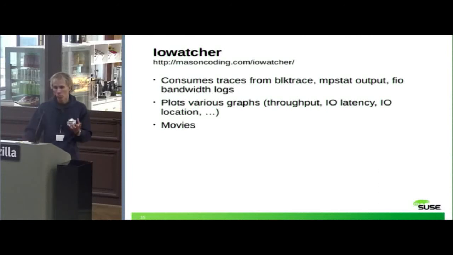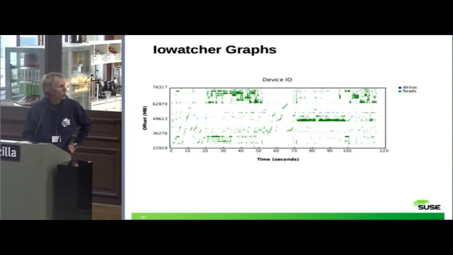So blktrace basically traces all the actions that happen with an IO request in the block layer. It can also consume mpstat output, which shows CPU utilization and so on. It can consume output from fio, which is a benchmarking tool, and it can plot nice graphs from that. So it can show throughput, latency, and so on. I will show it in a moment. It can even generate movies.